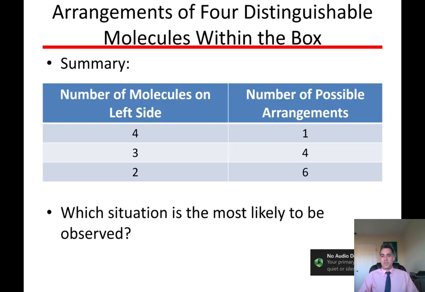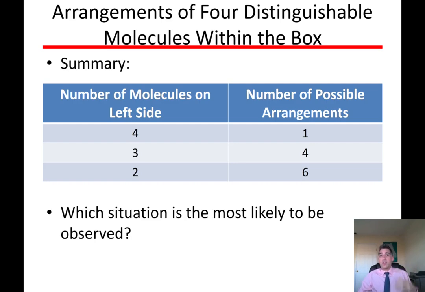Now, you may look at these numbers and say, well, it's only 6 times more likely that the molecules are evenly distributed, right? So does that mean that it's only 6 times more likely that all the molecules in this room would be evenly distributed, and there's a good chance that the molecules could all move to one side of the room? The truth is that that's not the case.